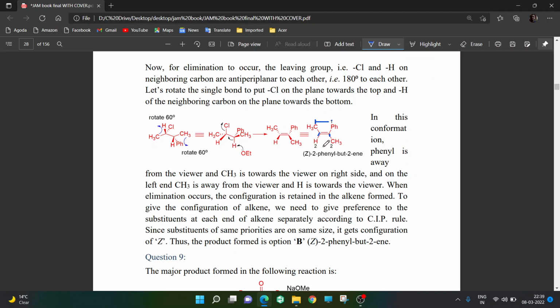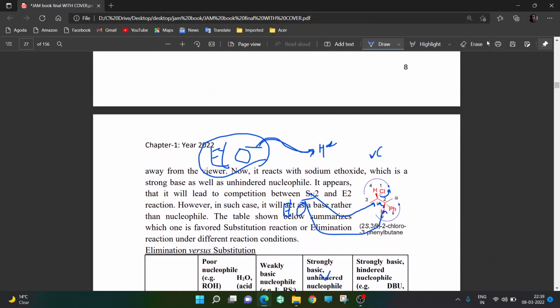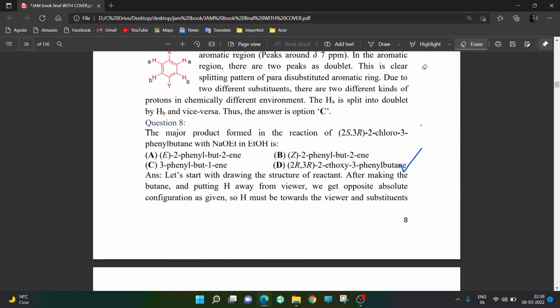You can see 1 and 1 are on the same side, 2 and 2 are on the same side, so it is together, so it is Z. If it was across, that means 1 and 1 opposite, 2 and 2 opposite, then it would have been E. So the product is Z-2-phenylbut-2-ene. So the answer is, yeah, B is the answer, Z-2-phenylbut-2-ene.